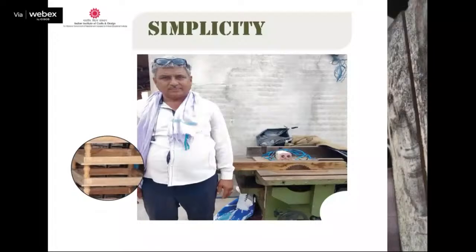We go to the next slide, and we can see a standing man, a craftsperson from Rajasthan. From his attire, we can see he is quite simple. There is a gamcha on his shoulder. Then we can see the product on the left-hand side. He is basically making stools. He owns one cutting and planing machine, a universal machine, and he is making stools and small furniture. The stools and furniture also bear the simplicity of the craftsman's life.